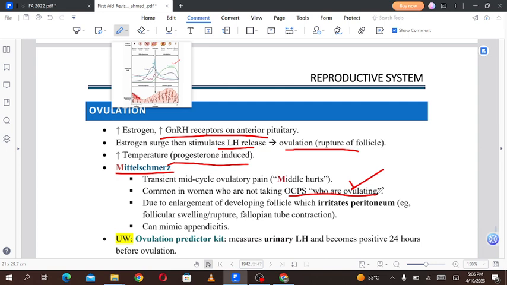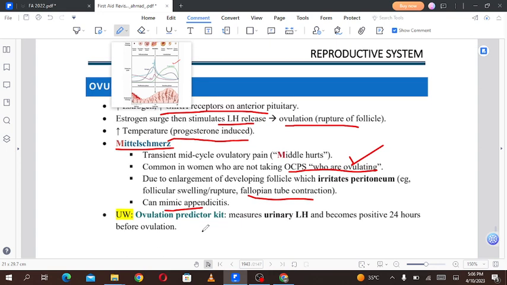So that is why they can have Mittelschmerz pain, due to the enlargement of the developing follicles which irritate the peritoneum. For example, the follicular swelling and rupture and fallopian tube contraction. All of these things can irritate the peritoneum, and that can lead to abdominal pain. It can mimic appendicitis. It is not appendicitis, but it can look like that.